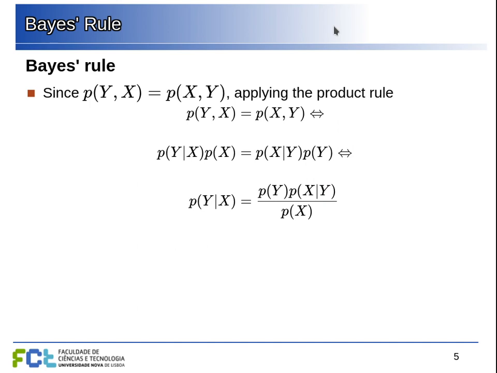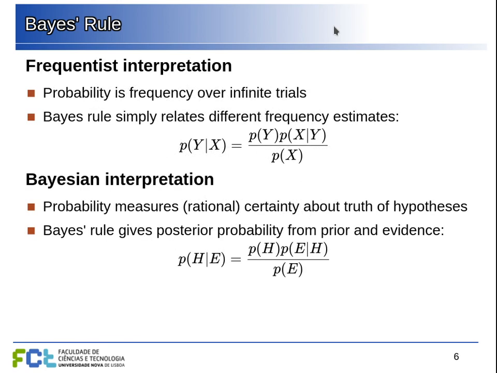So what can we do with this? If we take a frequentist interpretation of probabilities, then probability is merely the frequency of some random event over infinite trials. So if we repeat the experiment infinite times, the frequency with which something occurs is equal to the probability of occurring. So under this interpretation, Bayes' rule simply relates this different perspective of computing the relation between these frequencies.